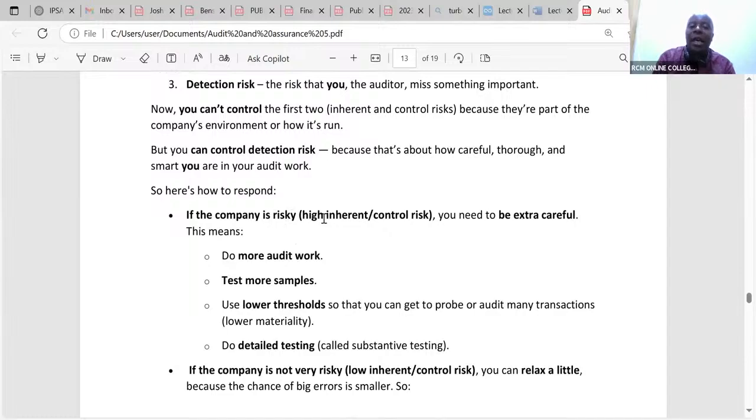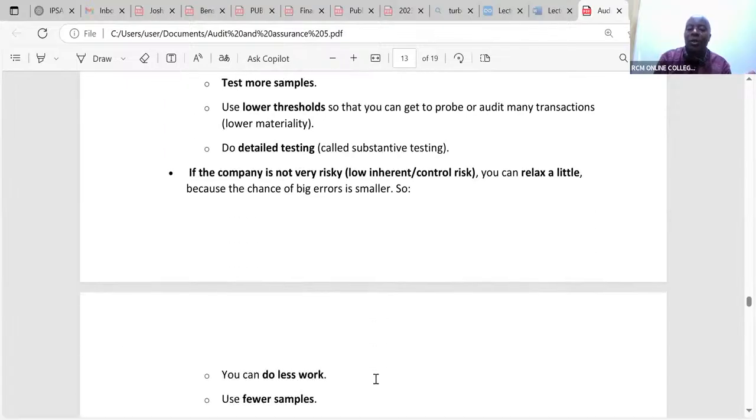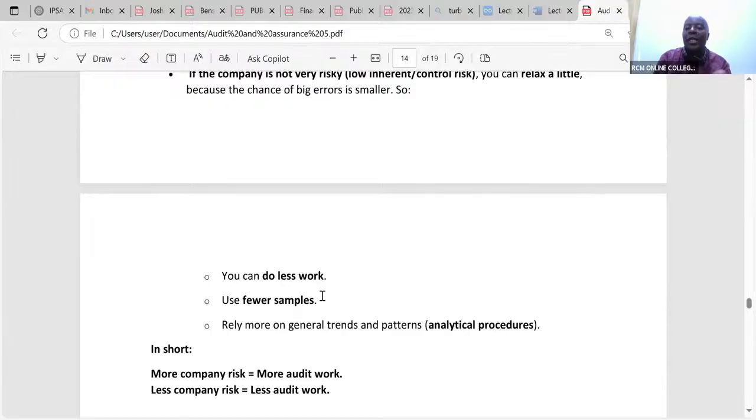If the company is risky, high inherent control risk, you need to be extra careful. This means do more audit work, test more samples, use lower thresholds so that you can audit many transactions, lower materiality, do detailed testing, what we also call substantive tests. If the company is not very risky, low inherent control risk, you can relax a little, because the chance of bigger errors is smaller. So you can do less work, use fewer samples, rely more on general trends and patterns, what we call analytical procedures. In short, more company risk, more audit work. Less company risk, less audit work.